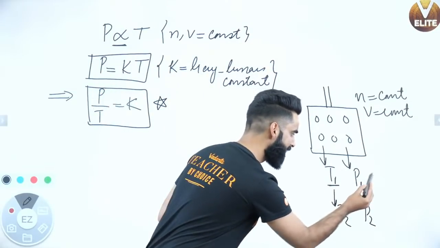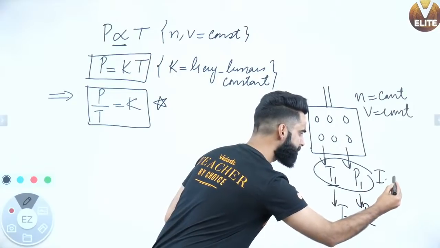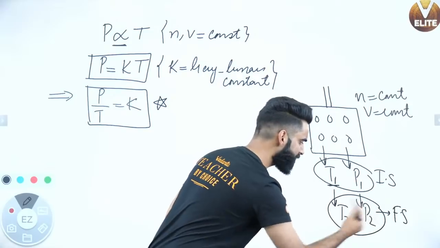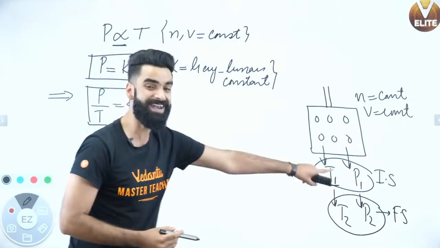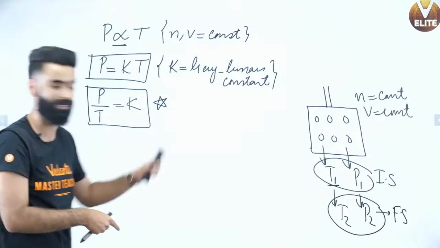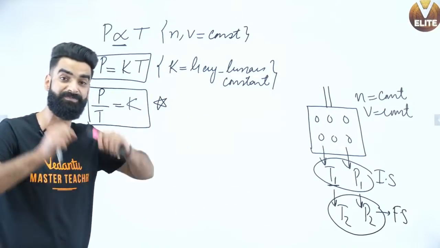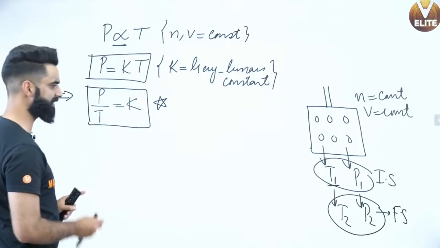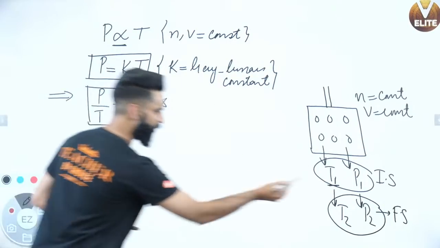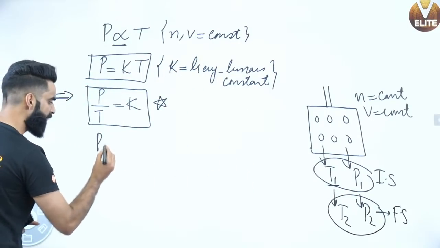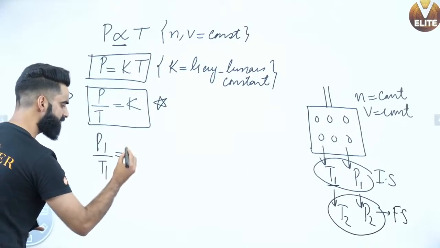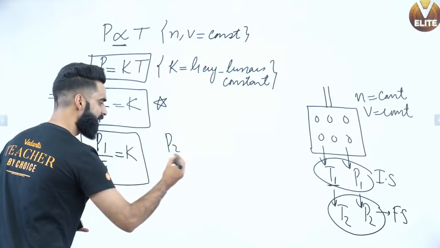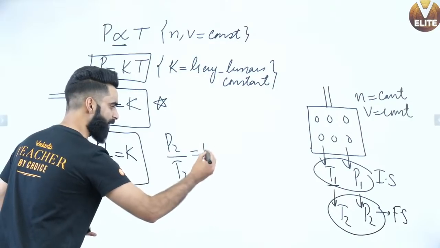Have a look. This is the initial state of the system. This is the final state of the system. Now, can I write this Gay-Lussac's equation for the initial and the final state of the system separately? If I'm using this equation for the initial state, instead of P, I'll be using P1. So P1 divided by T1 will come as constant for the initial state, right? Similarly, for the final state, I would say P2 divided by T2 would come equal to constant.